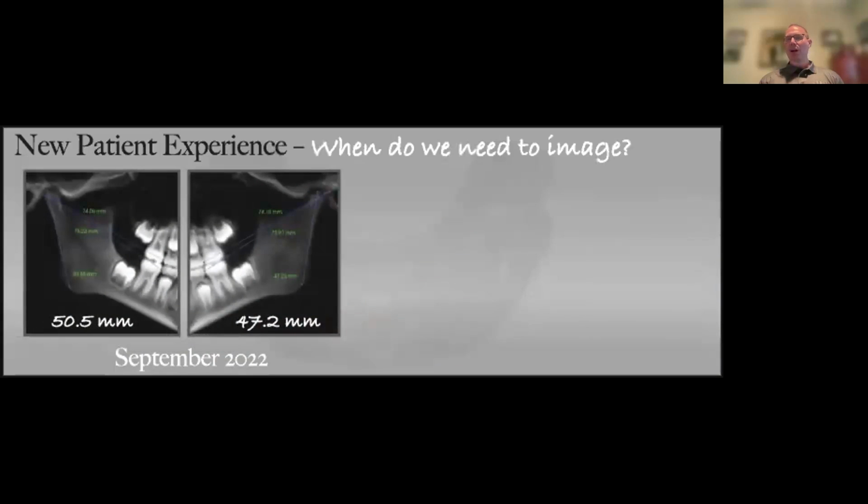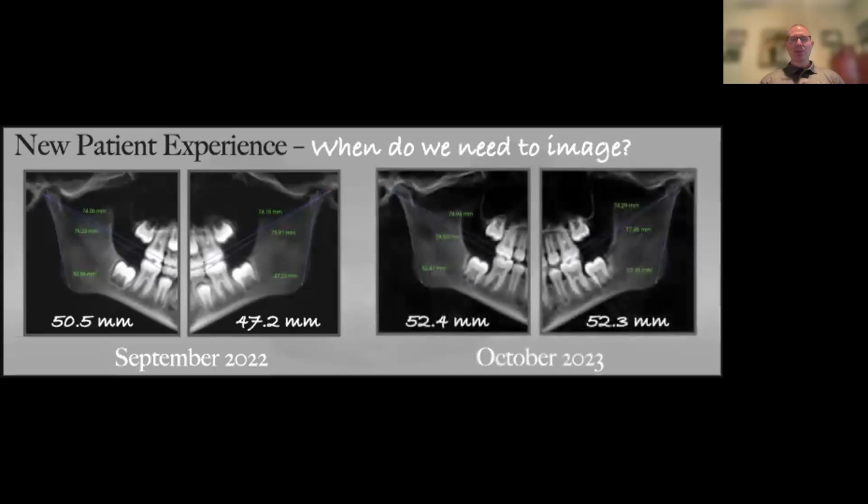When I first saw Ryan in September of 22, his ramus heights were 50 millimeters on the right and 47 on the left. After 13 months of treatment, he not only grew 2 millimeters on the right side, but the left side caught up. Typically, we should get 2 to 3 millimeters of growth in the condyle in the adolescent patient.